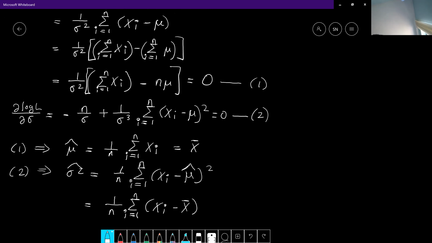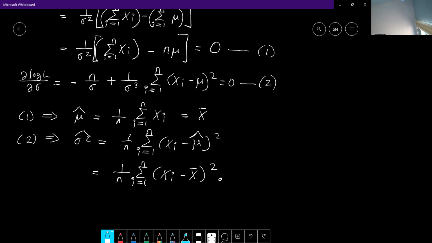All right, so the solutions of the two equations are: the solution for mu is x bar, and the solution for sigma squared is 1 over n times the sum of the squares of the deviations, right? So we are done with part C. Now the last part is we need to check the two conditions which I mentioned earlier.